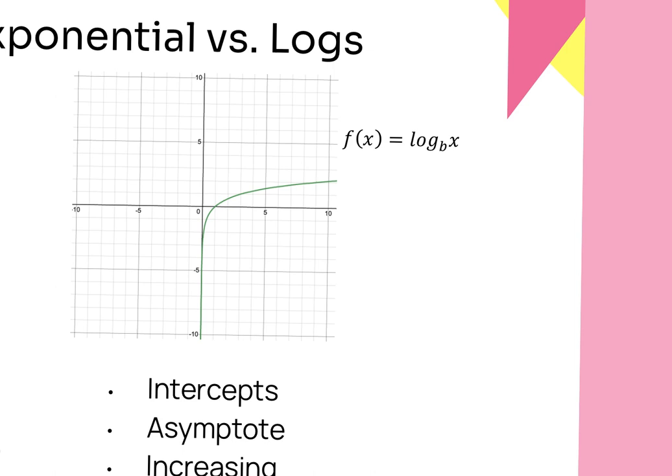So our log takes on that shape. It's going to point up and to the right if it's a standard log with a base that is bigger than 1. And a log has what kind of intercept?